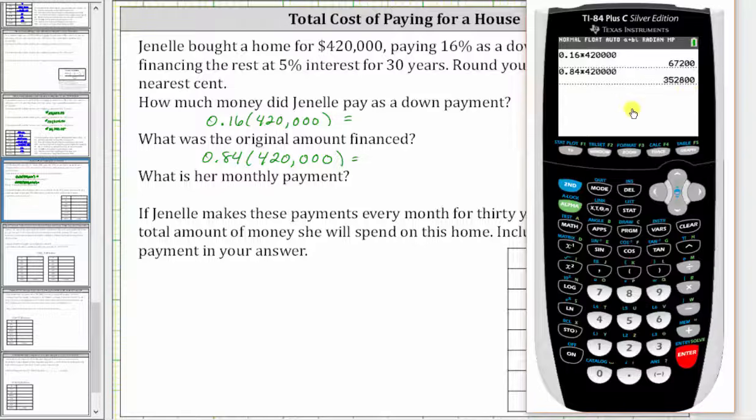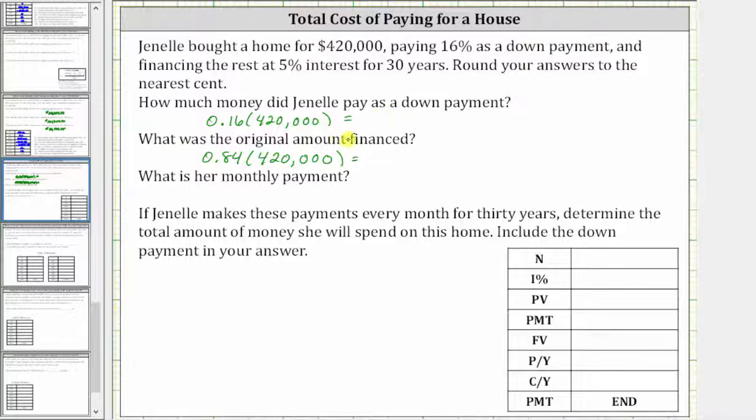$352,800. And just to check this, notice how if we take $420,000, which was the home price, and then subtract the down payment of $67,200, notice how we do get the amount financed of $352,800. Let's go ahead and record this information.